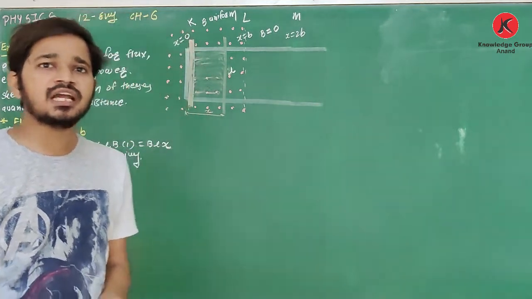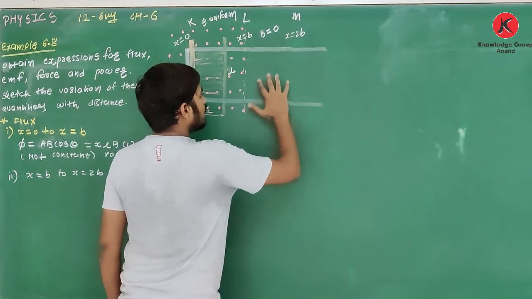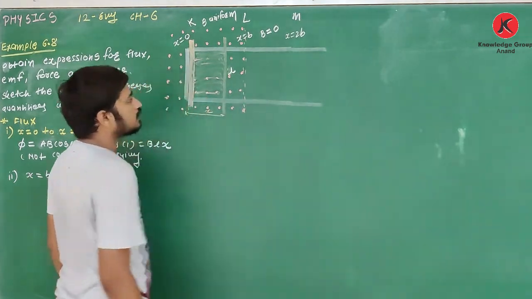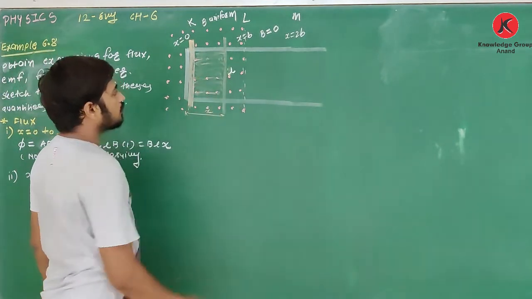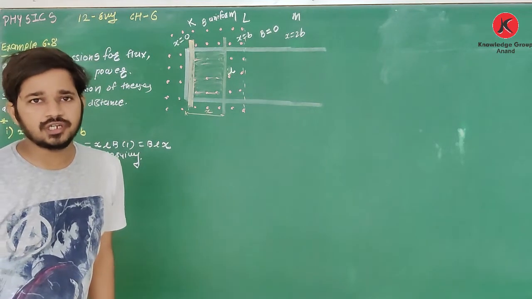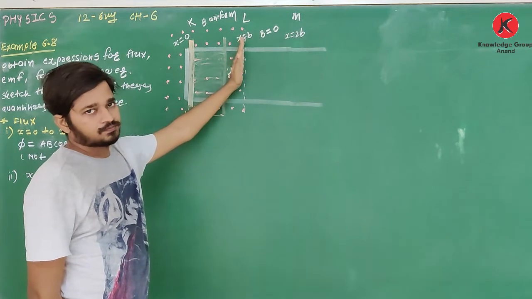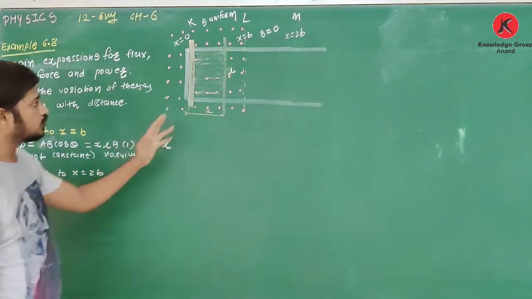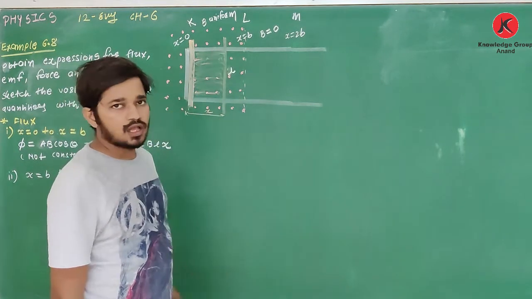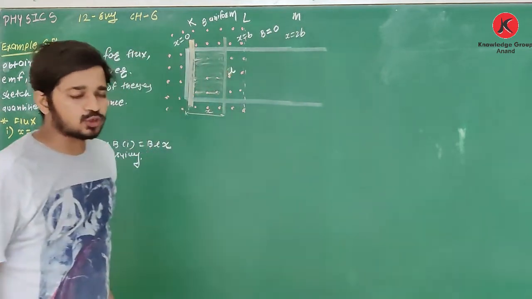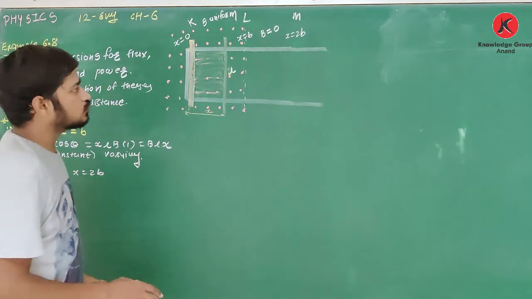Area keeps on changing. But in this region, as there is no magnetic field, flux is linked only in this region. Initially, the wire is here, at x equal to b. Then what is the area enclosed? Obviously, it is b into L. Then the wire is here, at x equal to 2b. Then what happens at x equal to 2b?